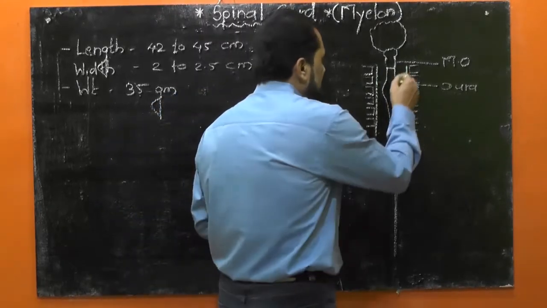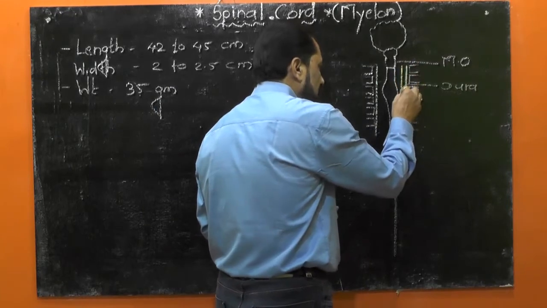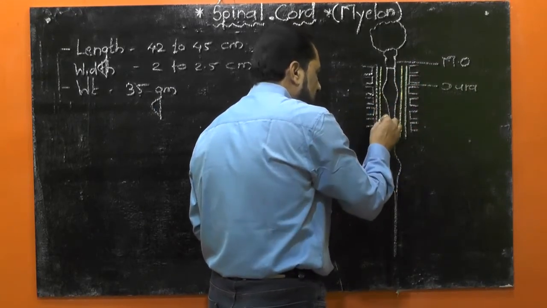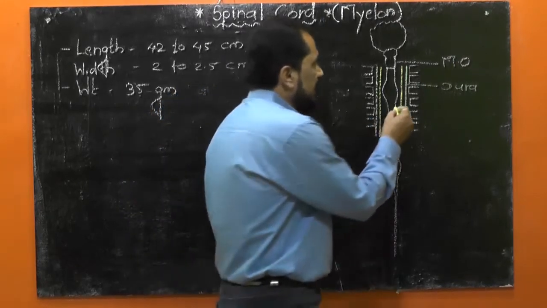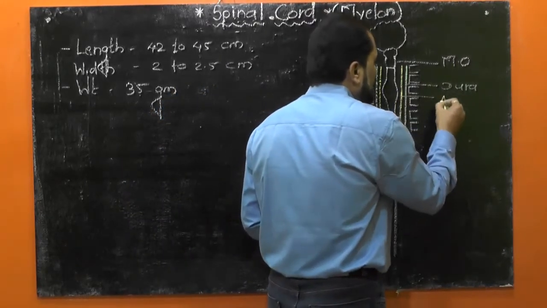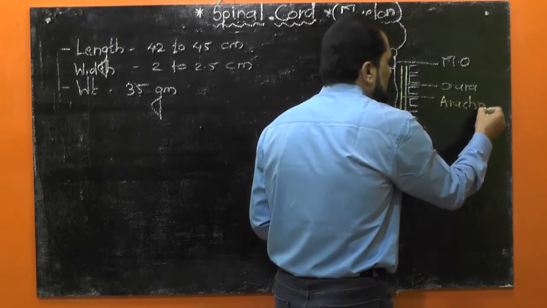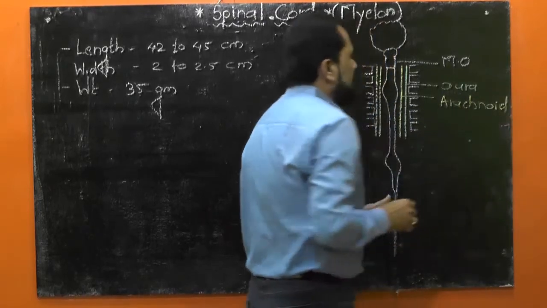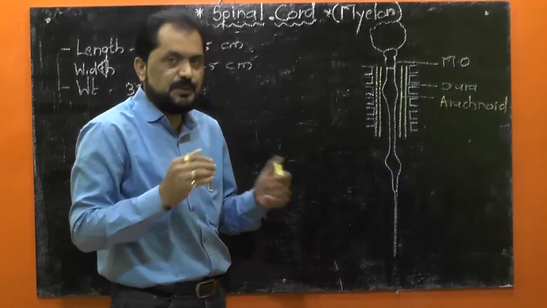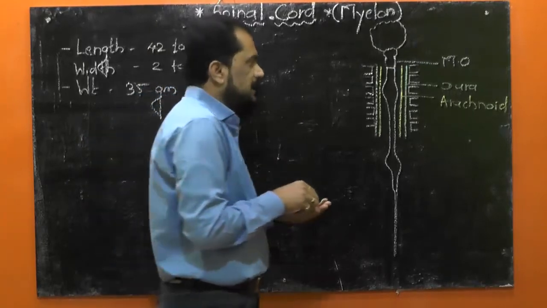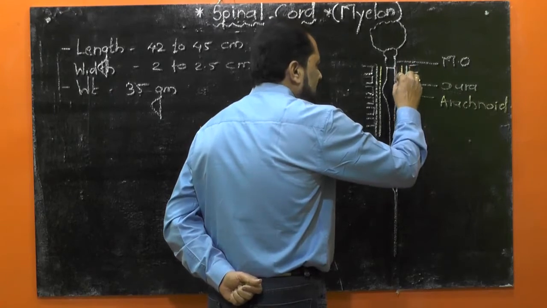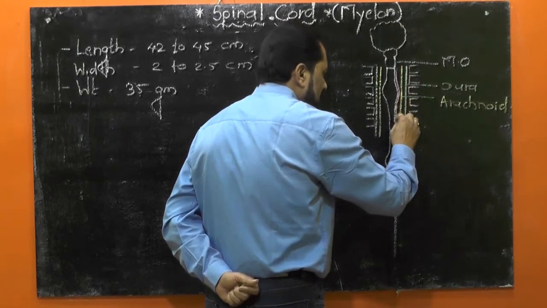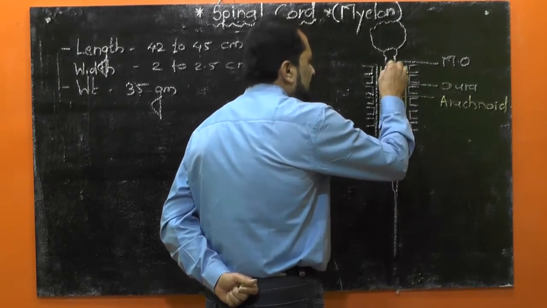Then here is a middle meninge known as arachnoid mater. The space between dura mater and arachnoid mater is known as subdural space, and it is filled by means of serous fluid, we have already discussed. And the innermost meninges, which remain almost attached to the spinal cord, is nothing but the pia mater.